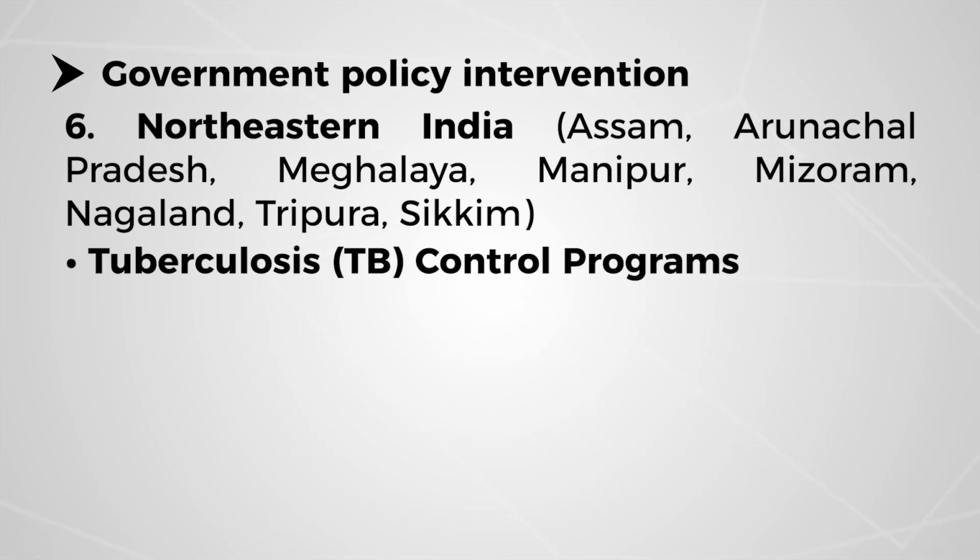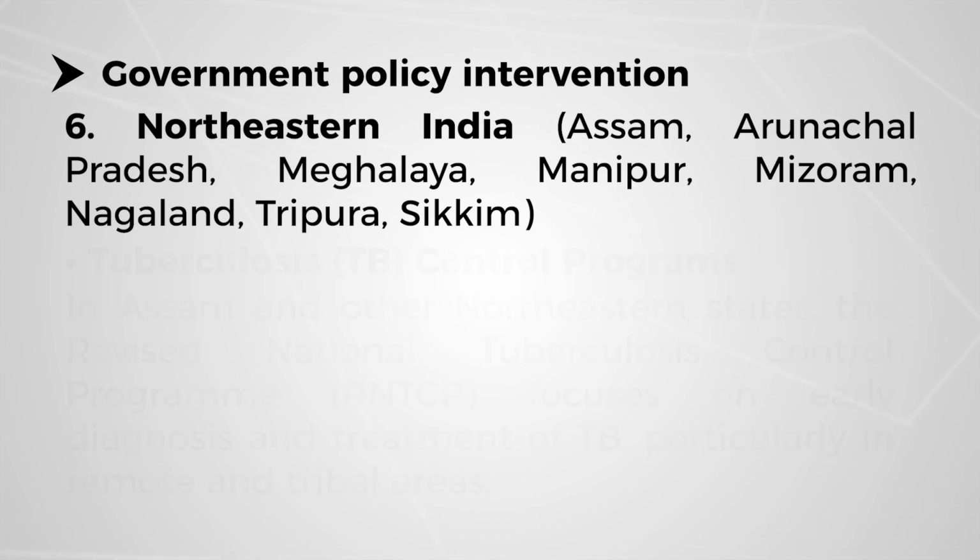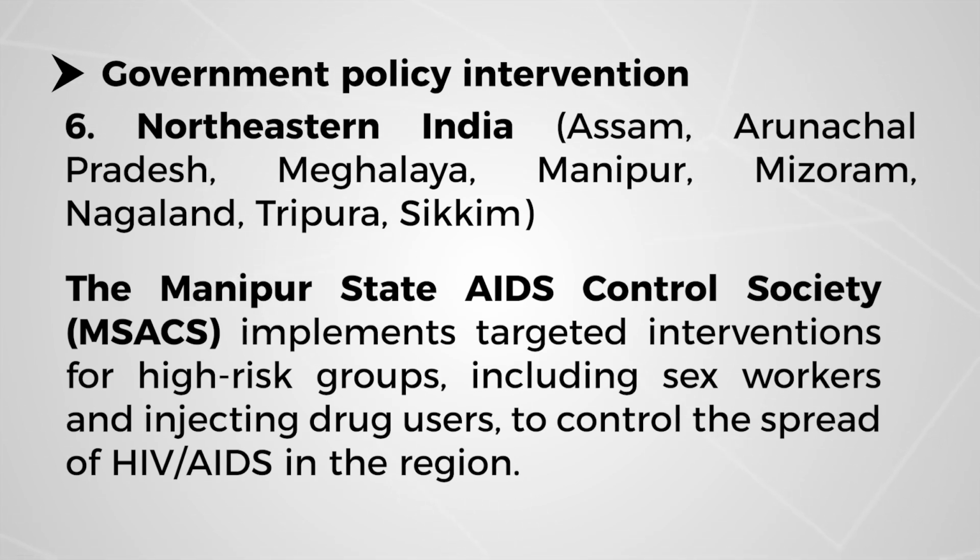Then, for example, the tuberculosis control program. In Assam and other northeastern states, the revised National Tuberculosis Control Program focuses on early diagnosis and treatment of tuberculosis, particularly in remote and tribal areas. One such example is the Manipur State AIDS Control Society, which implements targeted interventions for high-risk groups, including sex workers and injecting drug users, to control the spread of HIV and AIDS in the region.